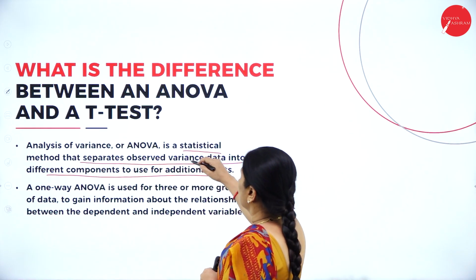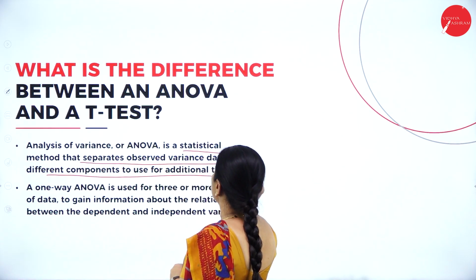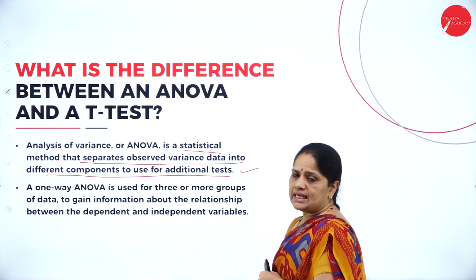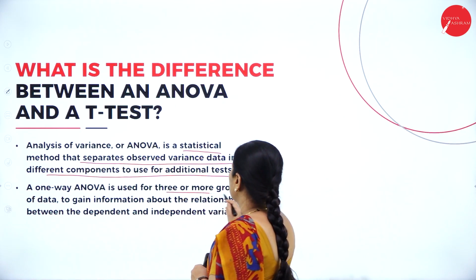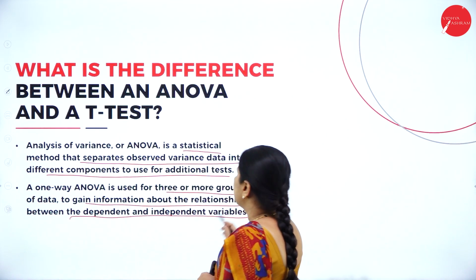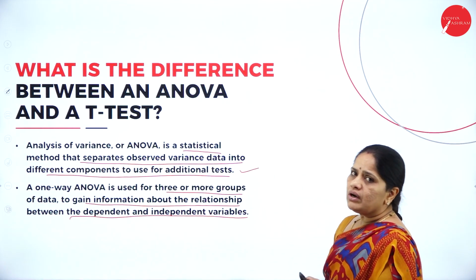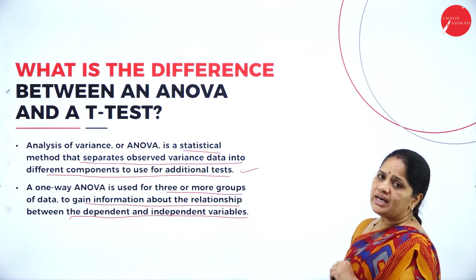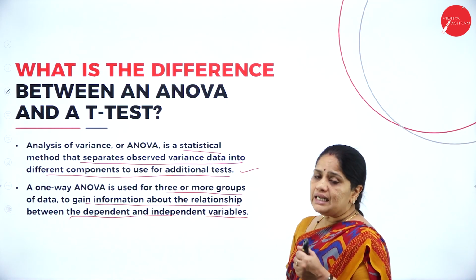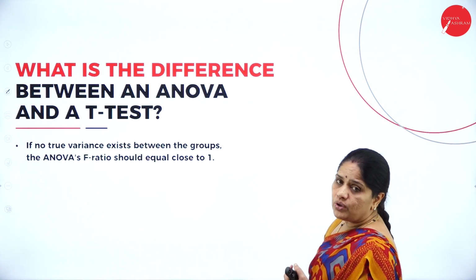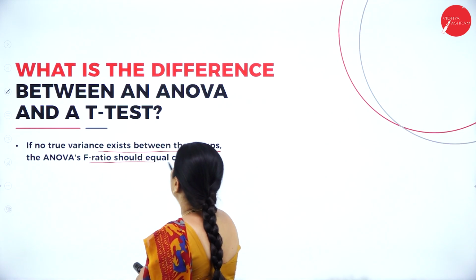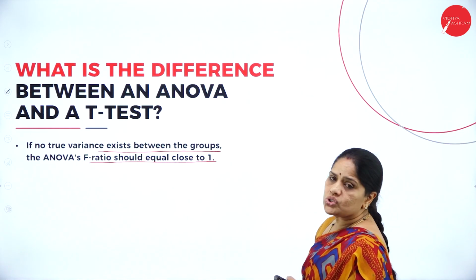Analysis of variance, ANOVA, is a statistical method that separates observed variance data into different components for use for additional tests. One-way ANOVA is used for 3 or more groups of data to gain information about the relationship between the dependent and the independent variables. In ANOVA we have two types: one-way ANOVA and two-way ANOVA. In one-way ANOVA, there is an analysis of only one variable, and in two-way ANOVA, there is an analysis of 2 or more variables. If no true variance exists between the groups, the ANOVA's F ratio should be equal to or close to 1.